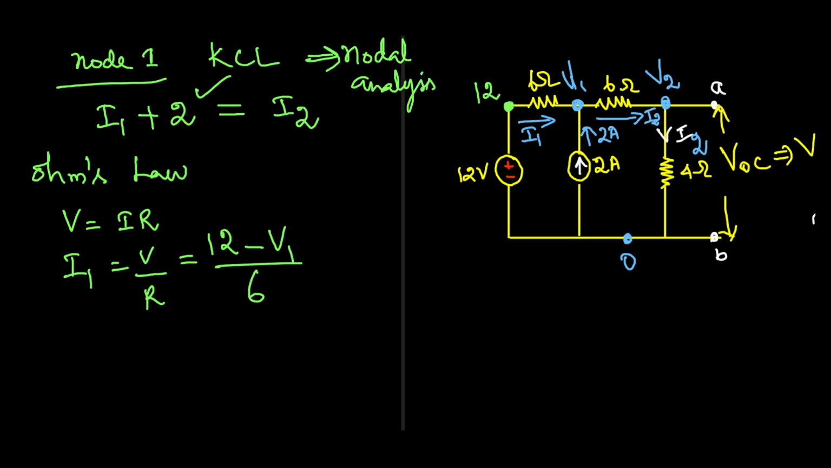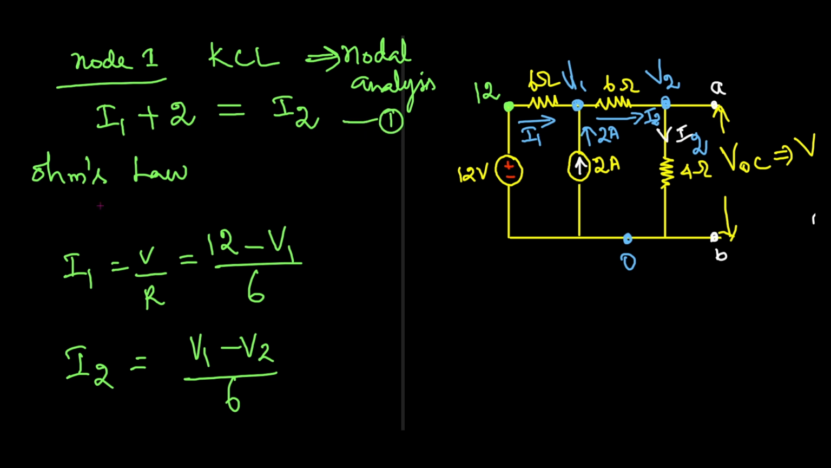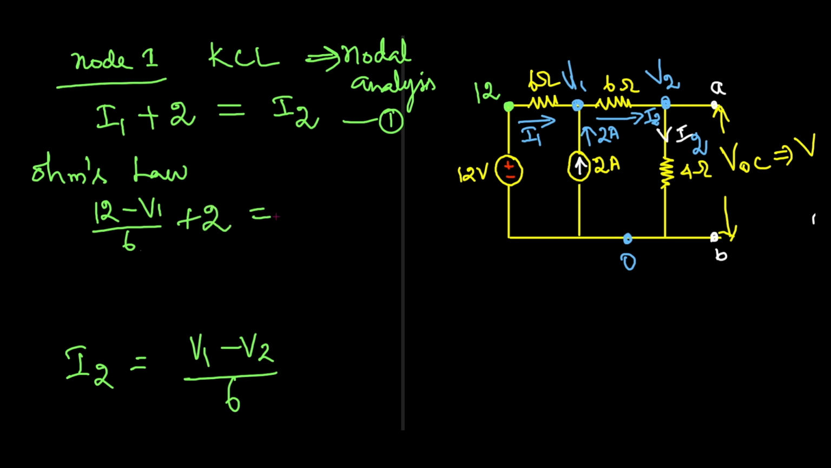2 amps is already available, so no need to apply anything there. Then, what is I2 here? When you apply Ohm's law, it is the potential difference V1 minus V2 divided by this 6 ohm resistance. So that can be applied here for this first equation. I1 is 12 minus V1 by 6, plus this 2, that is equal to I2. I2 is what? This V1 minus V2 by 6.